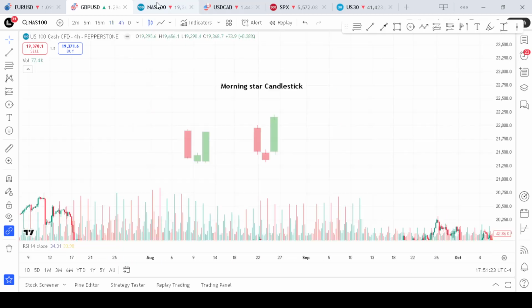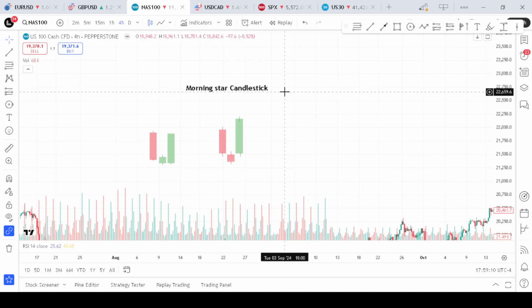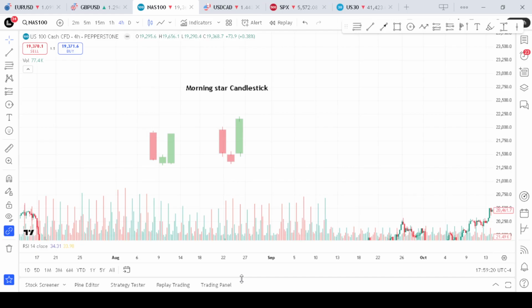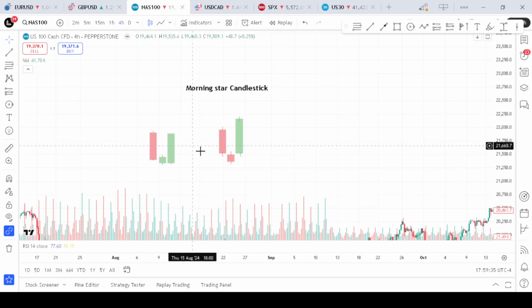Now the next pattern we'll be looking at is called the morning star candlestick pattern. The morning star candlestick pattern is a three candlestick pattern that signals a potential reversal from a downtrend to an uptrend. It refers to a shift in market sentiment where sellers' pressure is weakening and buyers are stepping in to take control of the market. This is what the morning star candlestick pattern is all about.